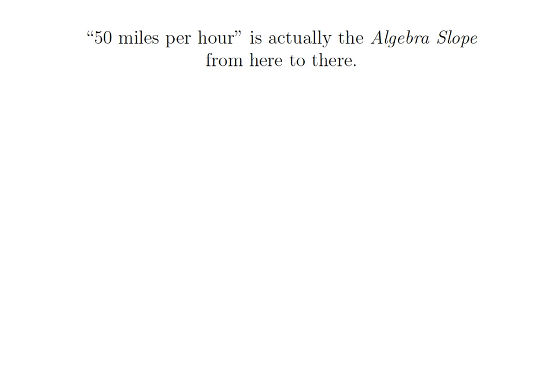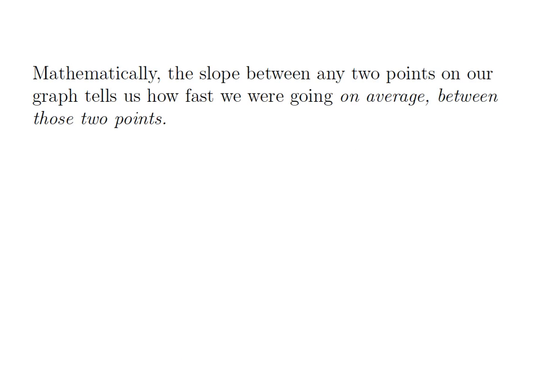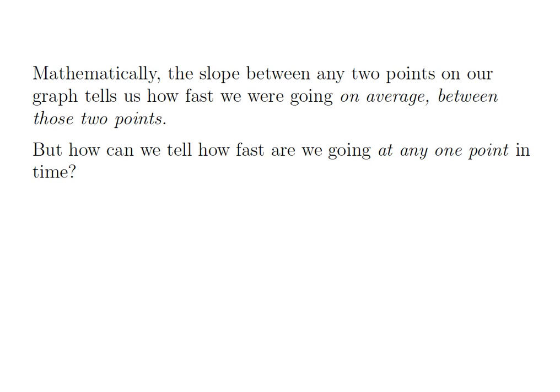And 50 miles per hour is actually the algebra slope from here to there. As we can see here, we draw out a triangle, and our change in x is 1 hour from 1 p.m. to 2 p.m., and our change in y is 50 miles, and delta y over delta x is 50 miles per hour. Mathematically, the slope between any 2 points on our graph tells us how fast we were going on average between those 2 points. But how can we tell how fast we are going at any one point in time?